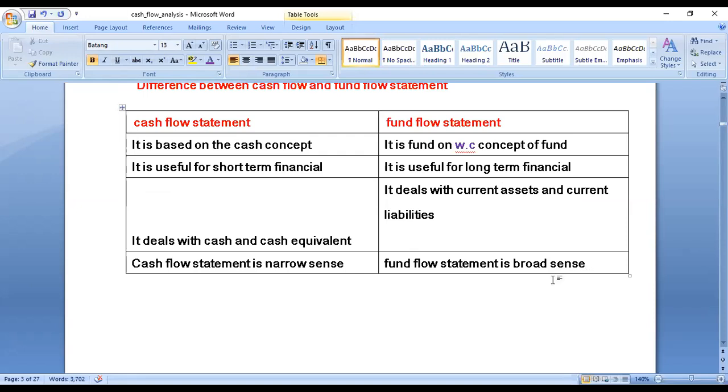My dears, four differences we will be discussing here. One is that cash flow statement is based on the cash concept, but fund flow statement is based on the working capital concept. Cash flow statement is useful for short-term financial resources. Fund flow statement is useful for long-term financial resources. Then it deals with cash and cash equivalents, while the other deals with current assets and current liabilities. Cash flow statement is narrow sense, fund flow statement is broad sense. So they are the differences between cash flow statement and fund flow statement.